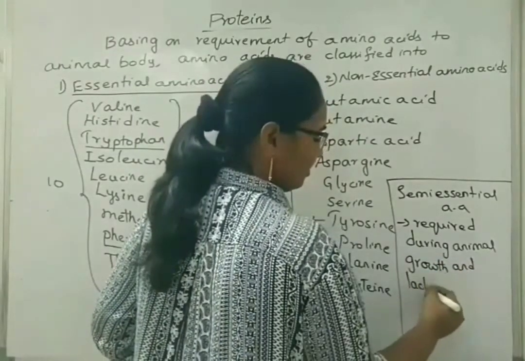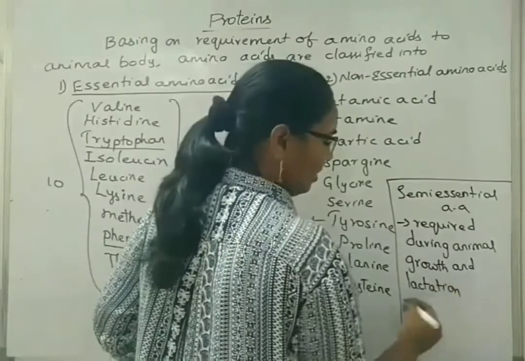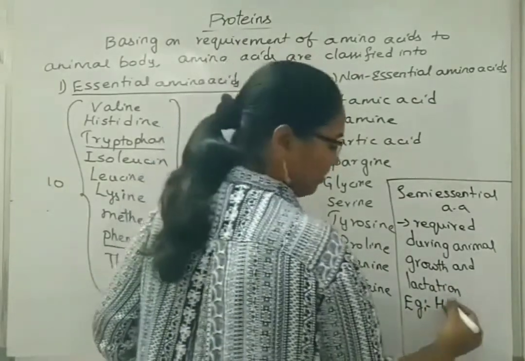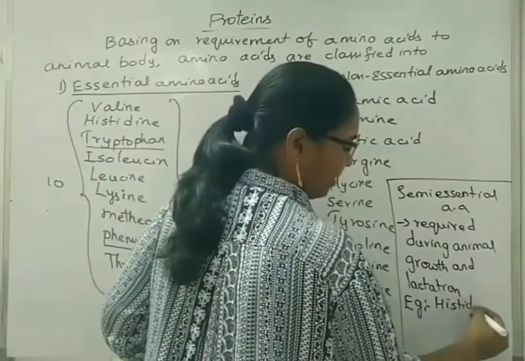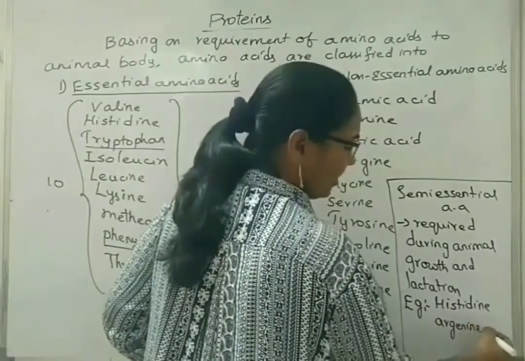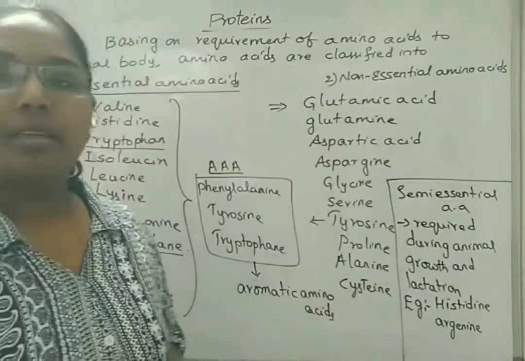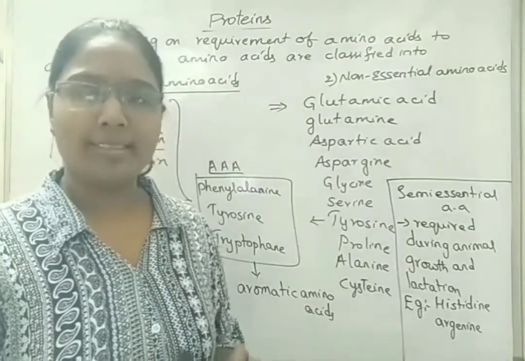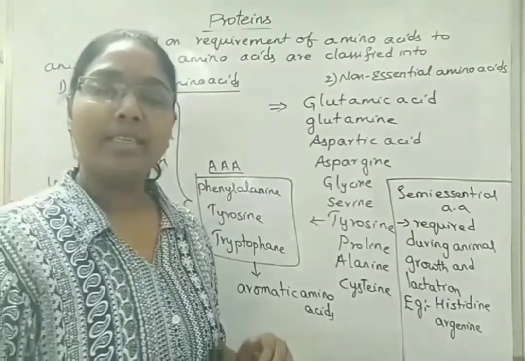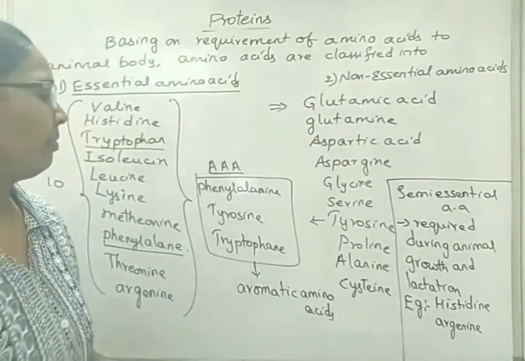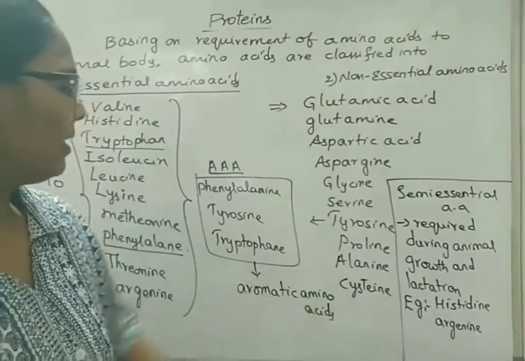Here examples are histidine and arginine. Histidine, I think I already told you, is used during growth. At the same time, simultaneously, it is helpful in repairing damaged tissues. And cysteine is a sulfur-containing amino acid.